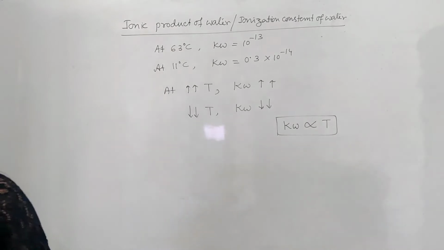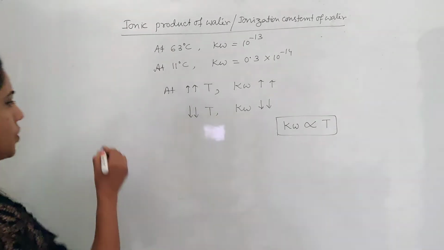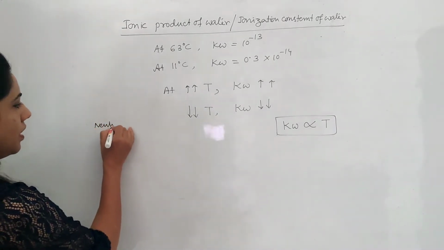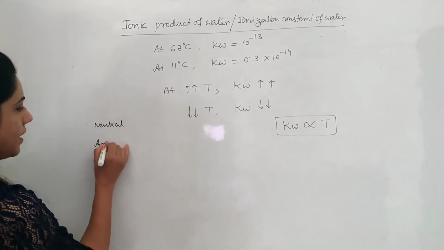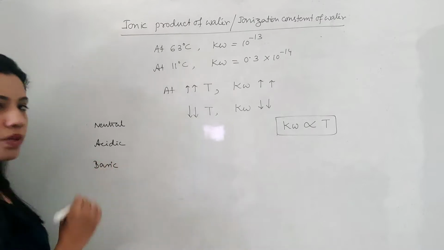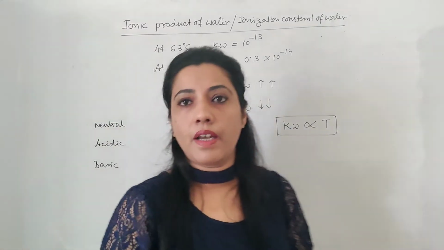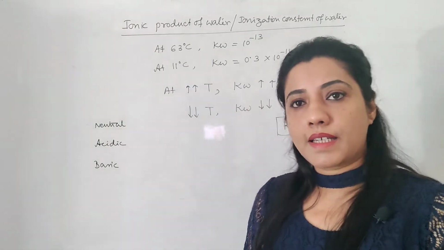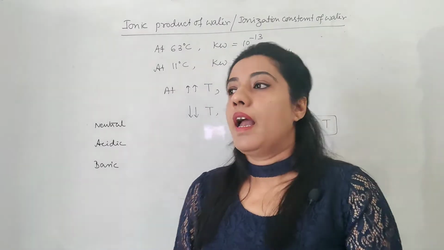Now, understand that any solution, whether neutral or acidic or basic: we say that a neutral solution has pH 7, solutions with pH less than 7 are acidic, and solutions with pH more than 7 are basic.